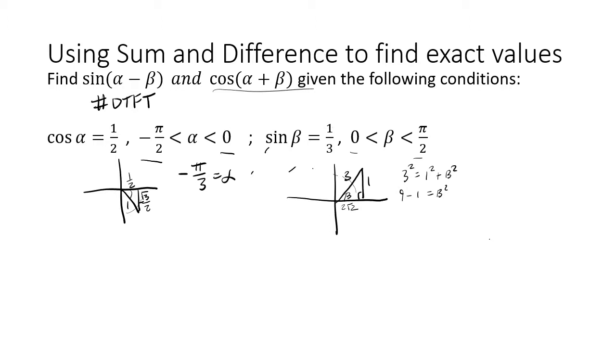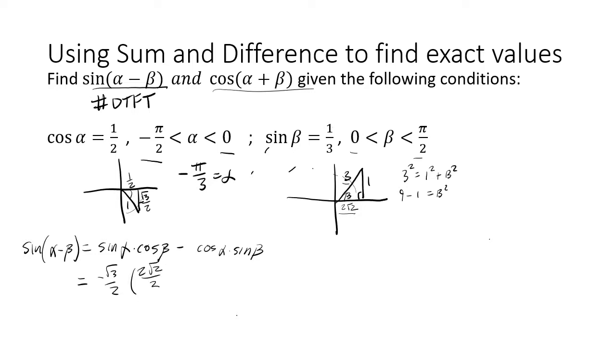So that's very convenient. Okay, so we're going to find sine of alpha minus beta. So sine of alpha minus beta is equal to the sine of alpha times the cosine of beta minus the cosine of alpha times the sine of beta. So alpha's over here. What's the sine of negative pi over 3? It's negative root 3 over 2 times the cosine of beta. So here's beta. Cosine is adjacent divided by hypotenuse. It's 2 root 2 divided by 3.